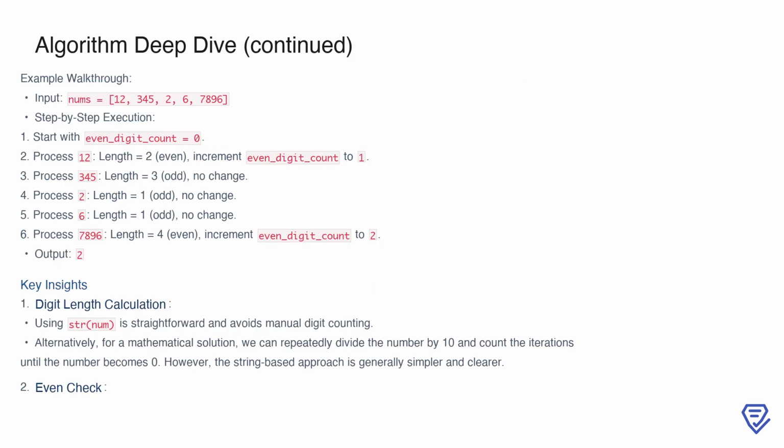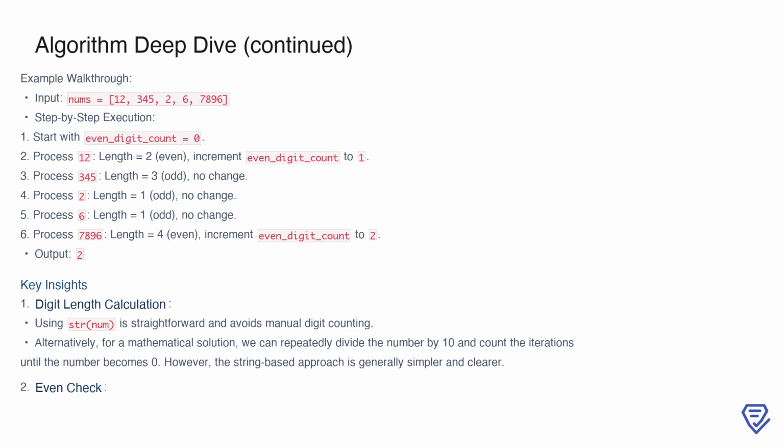Let's walk through an example to see how this works. Suppose the input array is 12, 345, 2, 6, 7896. We start with even_digit_count set to 0. The first number is 12, which has a length of 2 digits. Since 2 is even, we increment the counter to 1. The next number is 345, which has a length of 3 digits. Since 3 is odd, we make no changes to the counter.